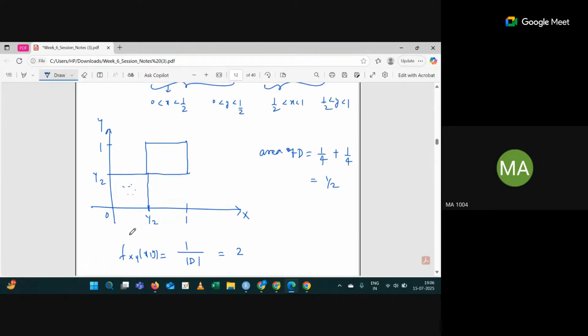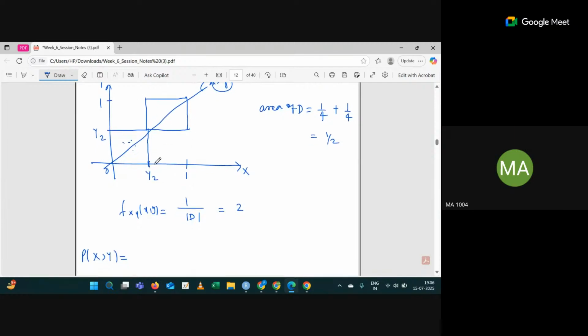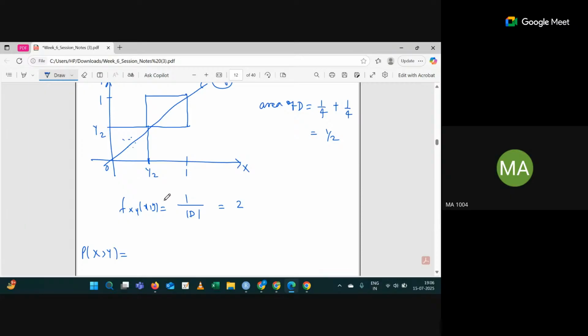So suppose I want to calculate the probability that x is greater than y. What will I do? I can draw the line x equal to y, right? Yes, sir. And the greater than part is below. So you can apply the area formula also. Or again, I can do the integration.